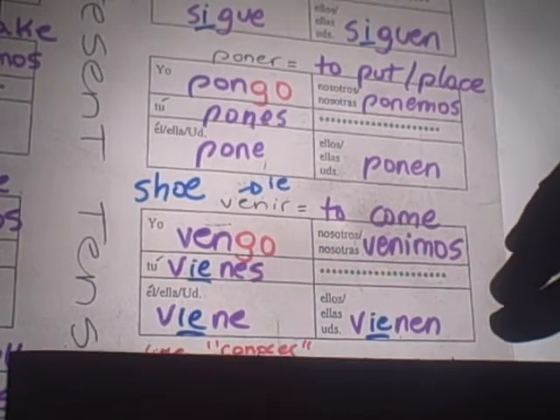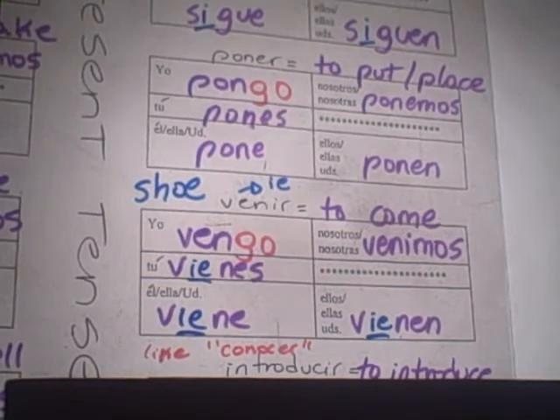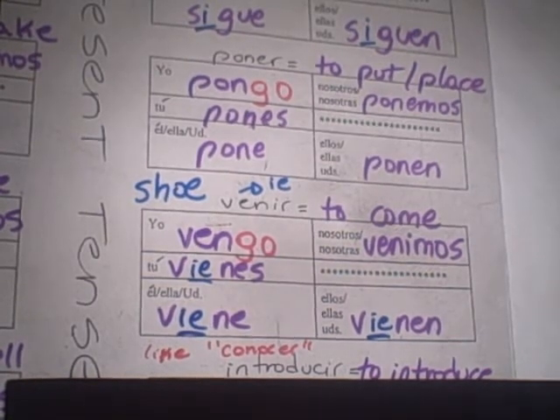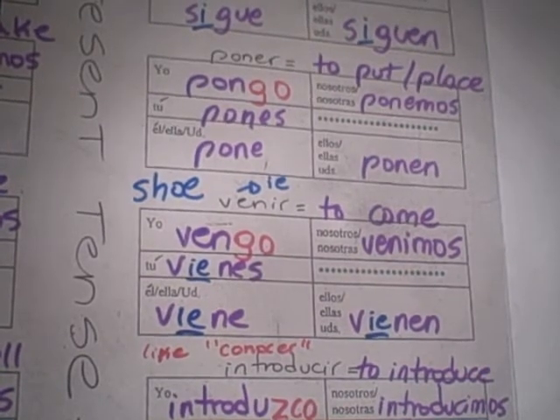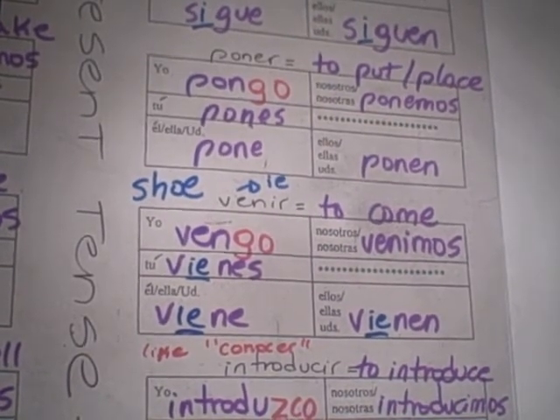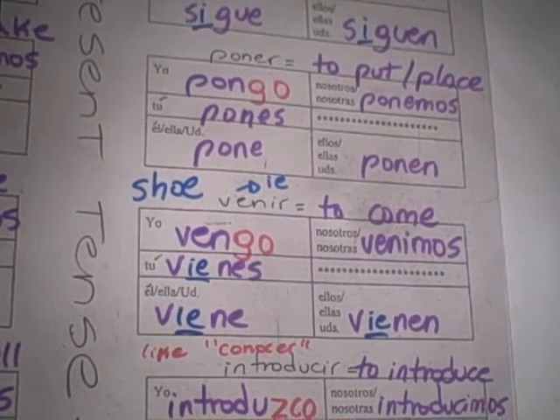And introducir is just like conocer that we did not too long ago. Right, it's a ZCO just for the yo form. So introduzco for the yo form, the rest are regular conjugations. And again, we're only talking about these in the present tense for now, because we're about to learn, we're going to need to link back to the present tense yo form of these verbs.